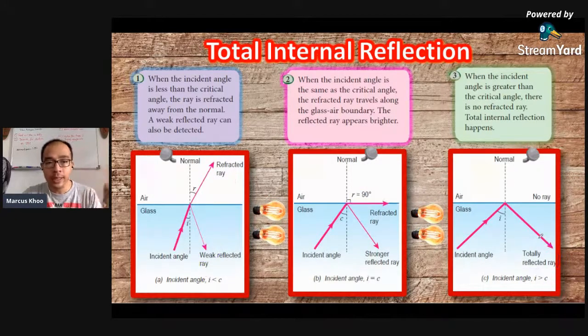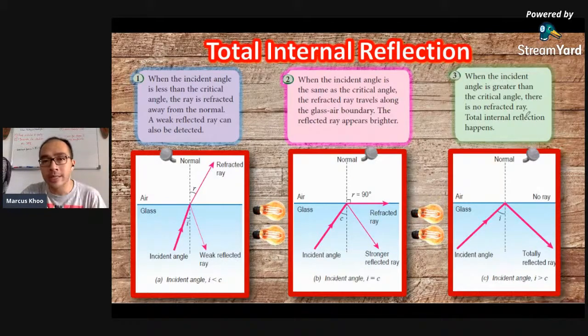To understand this is very simple. Before the critical angle, most of it is refracted, some of it is reflected. At the critical angle, the refraction is 90 degrees; we say it travels along the boundary. And the reflected ray becomes stronger. The bigger the incident angle, the refraction becomes less and less, the reflection becomes more and more. After the critical angle, there is no more refraction, and the reflection is totally strong already.